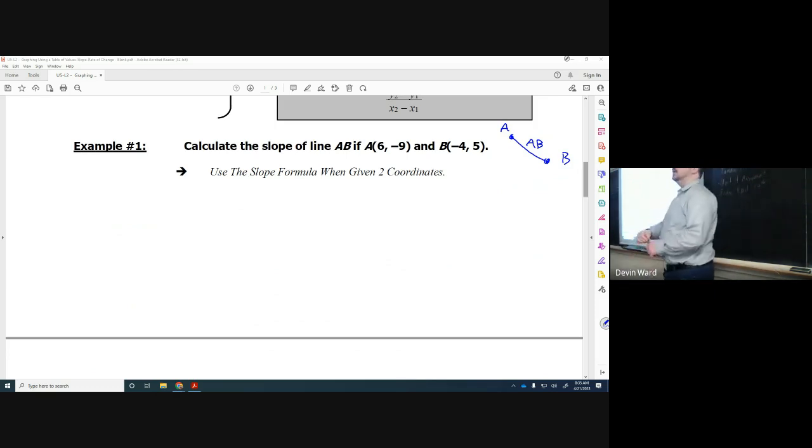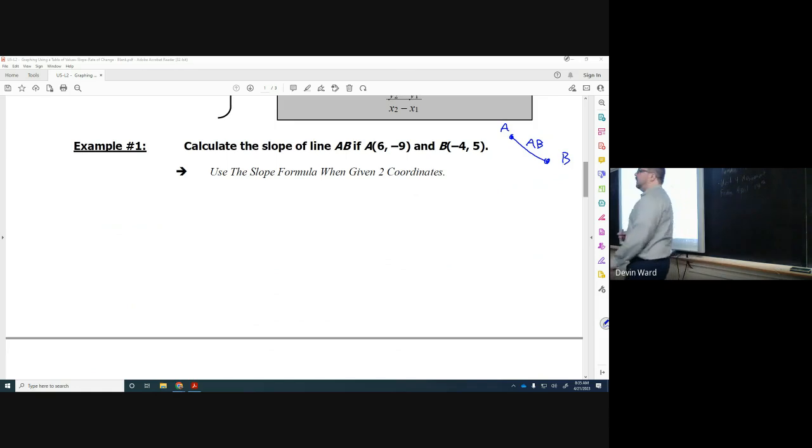Okay. So if you have a point A and a point B, the line that connects them, we call it AB. Make sense? Because it's going from A to B. So, find the slope of line AB if A is (6, -9) and B is (-4, 5).